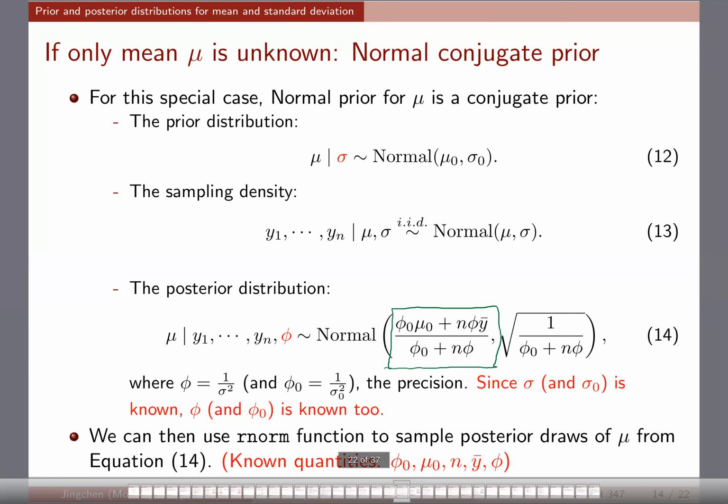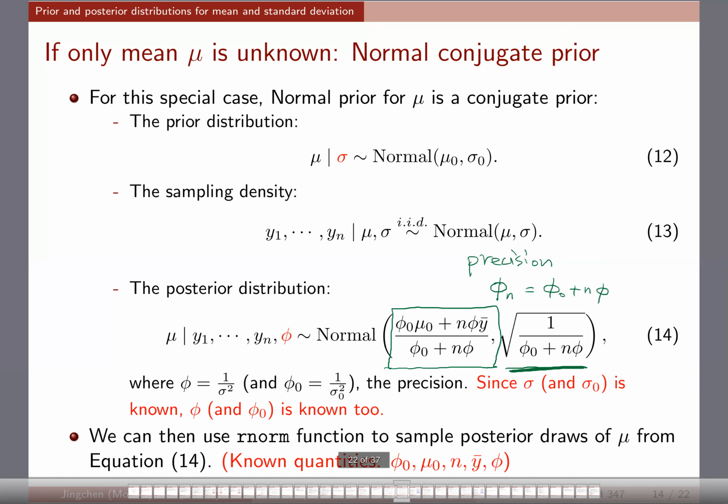And one more thing about this posterior is that last time I think we didn't get a chance to talk about the variance. Here is the standard deviation. So keep in mind that the standard deviation is the square root of 1 over phi 0 plus n phi. So that means the precision, which let's call phi n, is phi 0 plus n phi. Right? So precision, again, is 1 over variance. So you just take the reciprocal and you get it.